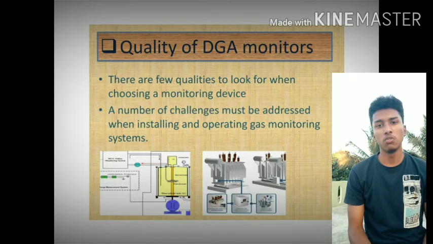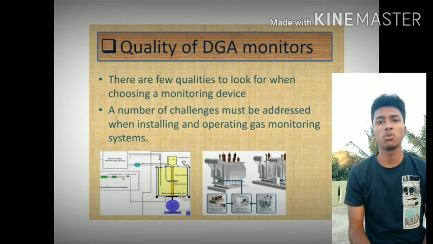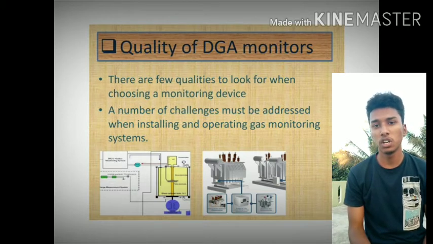Initially, transformer oil will be in its pure form. As we keep on using it, it will get contaminated with gases. This contaminated oil is allowed to be used only up to a certain extent of contamination. Beyond that, we can't use it. Hence, to overcome this problem, we need DGA monitors. Like other components, there are a few qualities to look for while choosing DGA monitors. Also, a few challenges must be addressed while installing and operating a DGA monitoring system. Let us see them one by one.